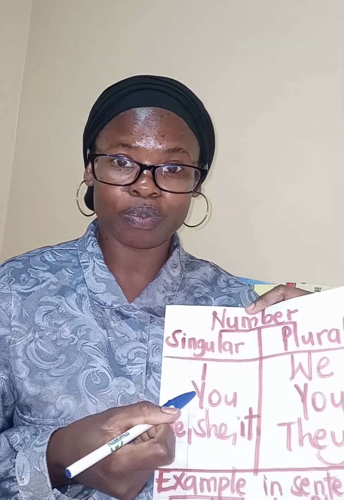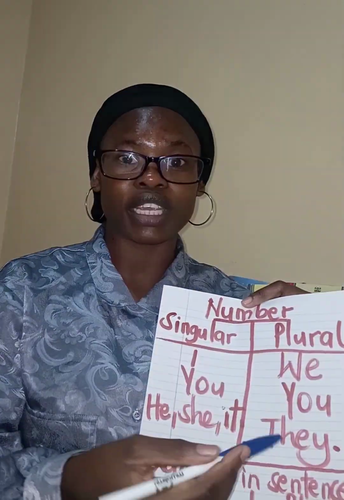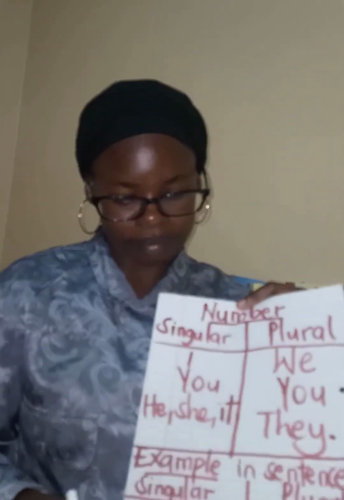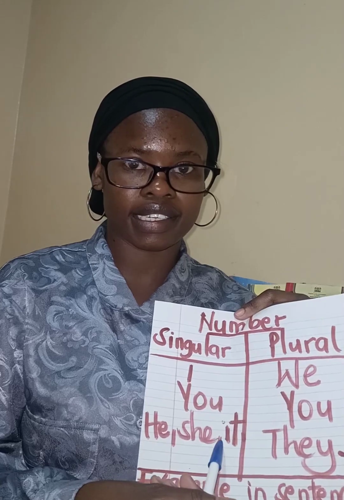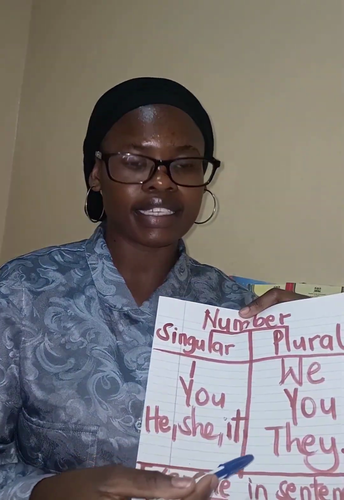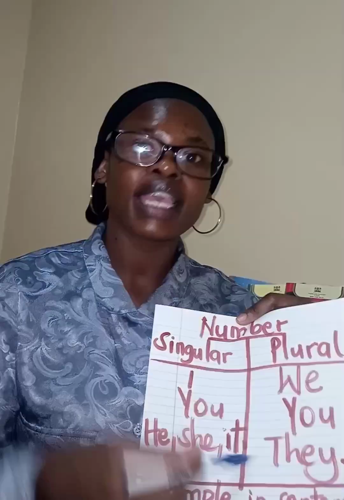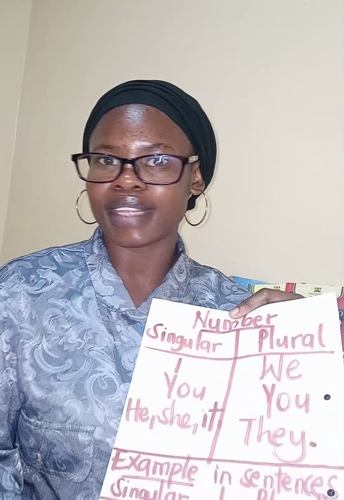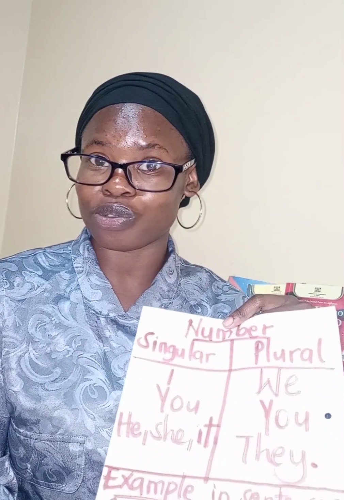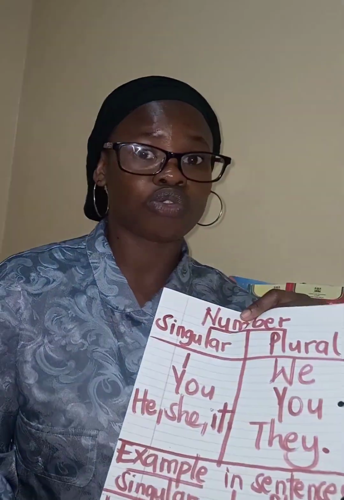Next we have you. You are going to school. In the plural form it will also be you are going to school. We also have he, she, it, and their plural form is they. He is going to school. She is going to school. It is going to school. The plural form will be they are going to school.